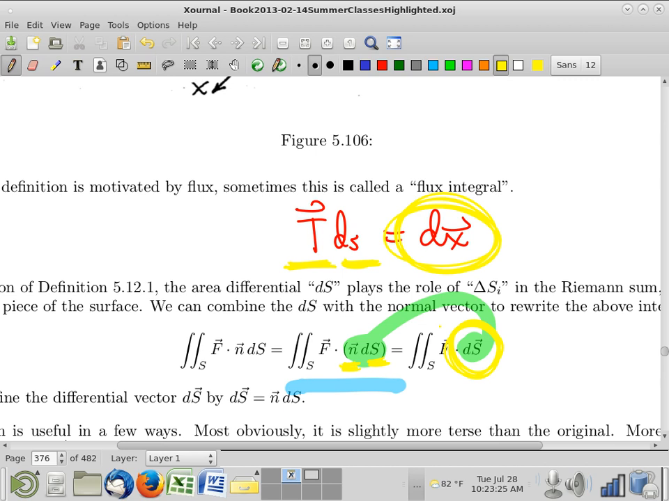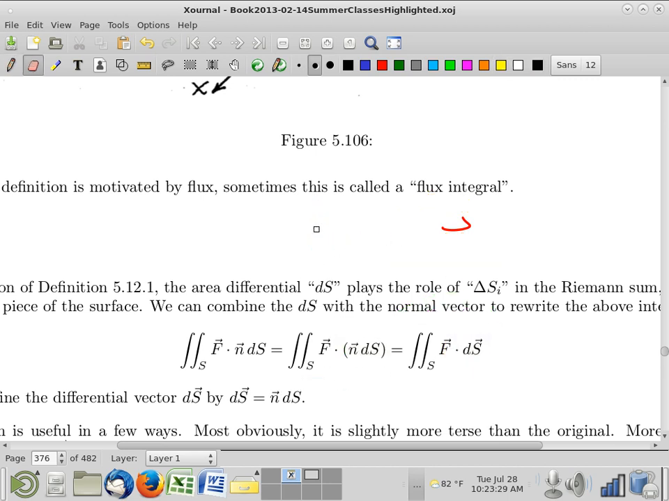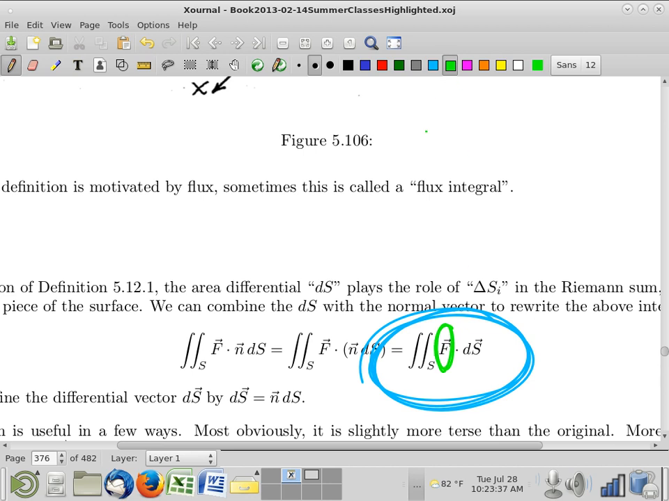Okay. Great. I also just like the way this notation looks. It's very sort of compact. There's the integrand telling you about what you're doing an integral of. There is the vector differential telling you about the little piece of surface. Very compact, natural notation.